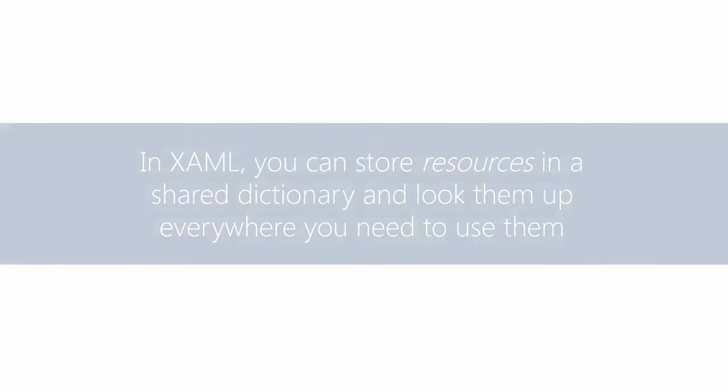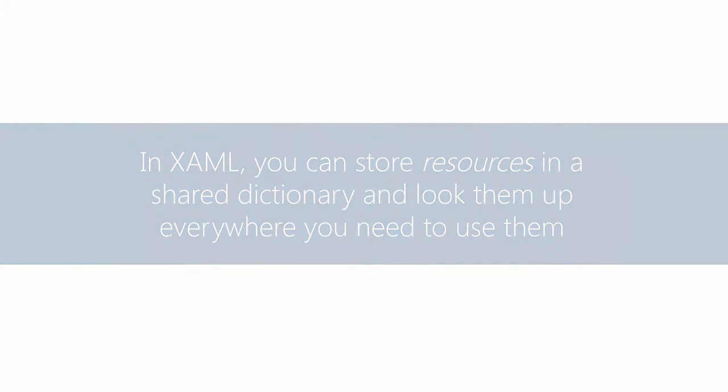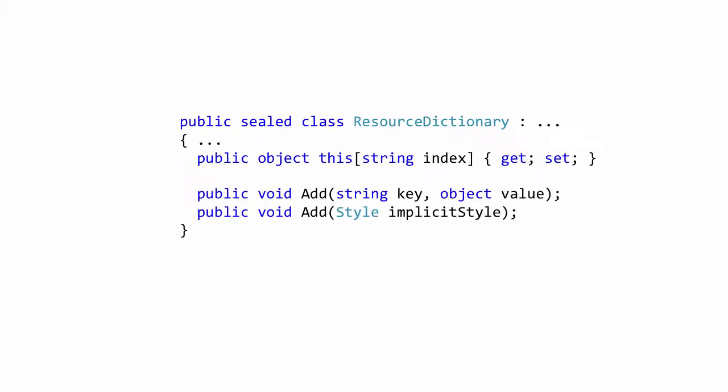In XAML, you can store resources in a shared dictionary and look them up everywhere you need to use them. A resource dictionary is a key-value pair dictionary that is customized for use with UI resources. The library class ResourceDictionary is the dictionary hard-coded to map string to object.